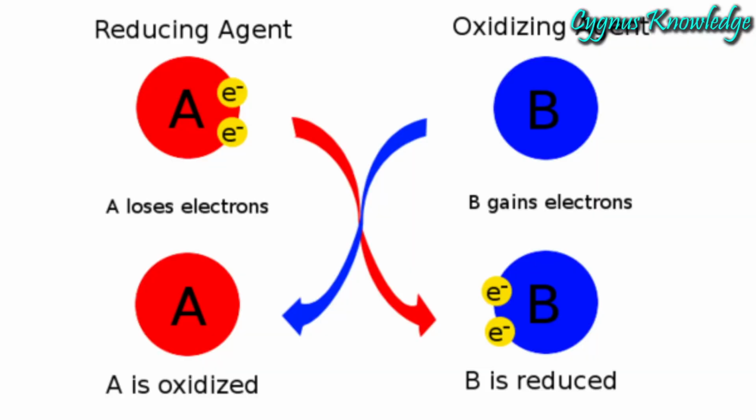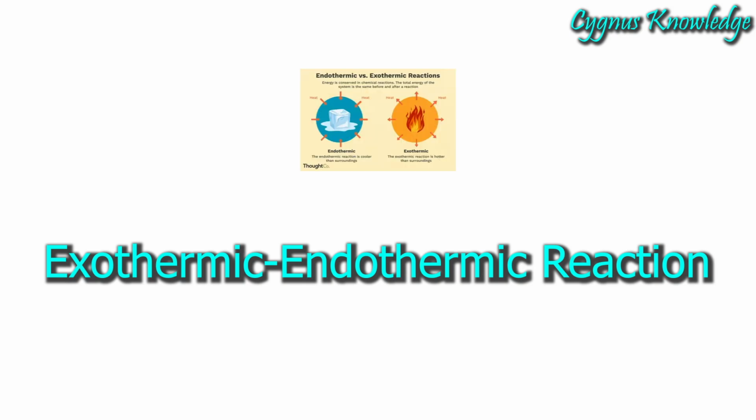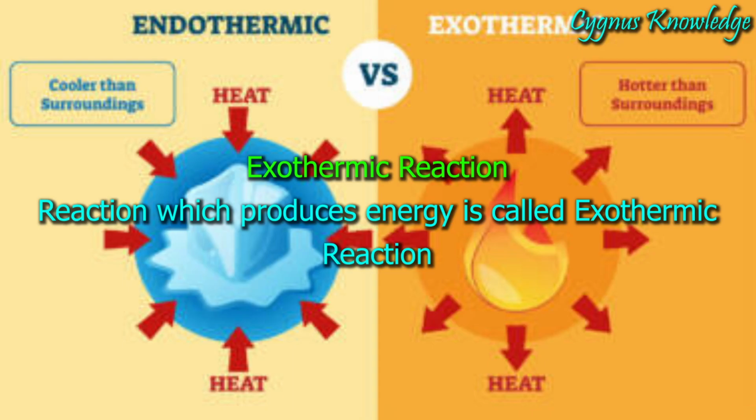The substance which gets oxidized is the reducing agent. The substance which gets reduced is the oxidizing agent. Exothermic and endothermic reactions. At first, let us know what is exothermic reaction. Reaction which produces energy is called exothermic reaction.